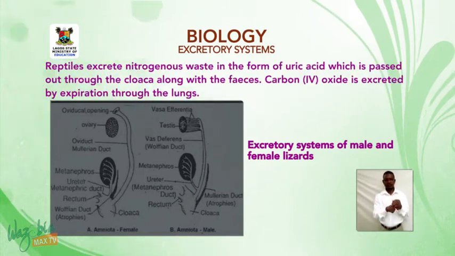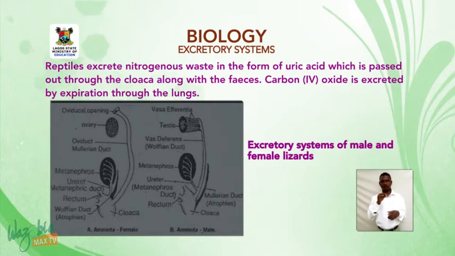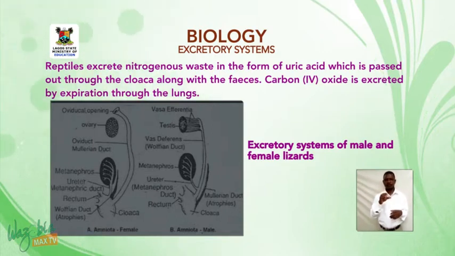Reptiles excrete nitrogenous waste in the form of uric acid, which is passed out through the cloaca along with feces. Carbon dioxide is excreted by expiration through the lungs.